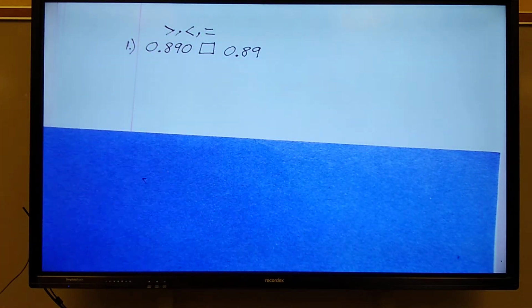So, pause the video, solve that problem. 89 thousandths is greater than, less than, or equal to 89 hundredths. Show your work, pause the video, come back when you're finished. Do that now. All right, here we go.